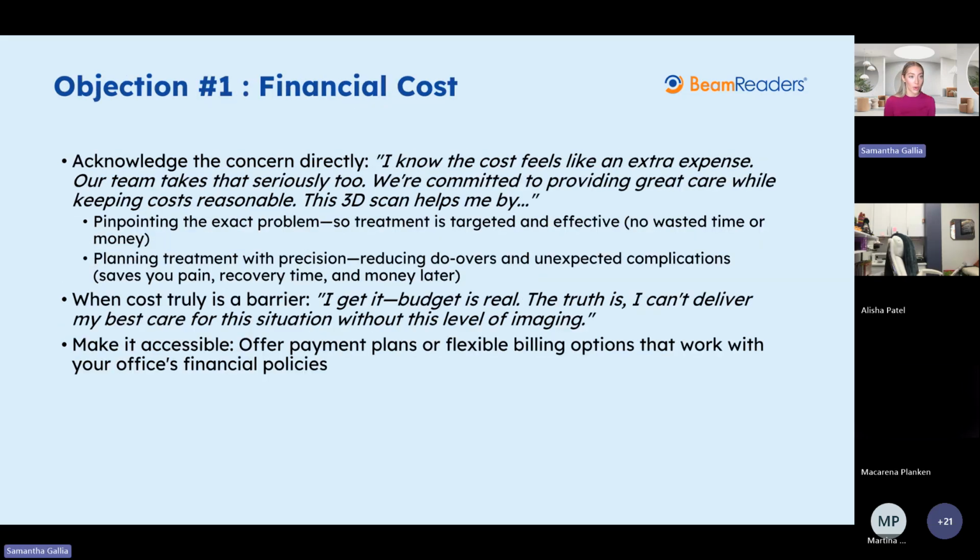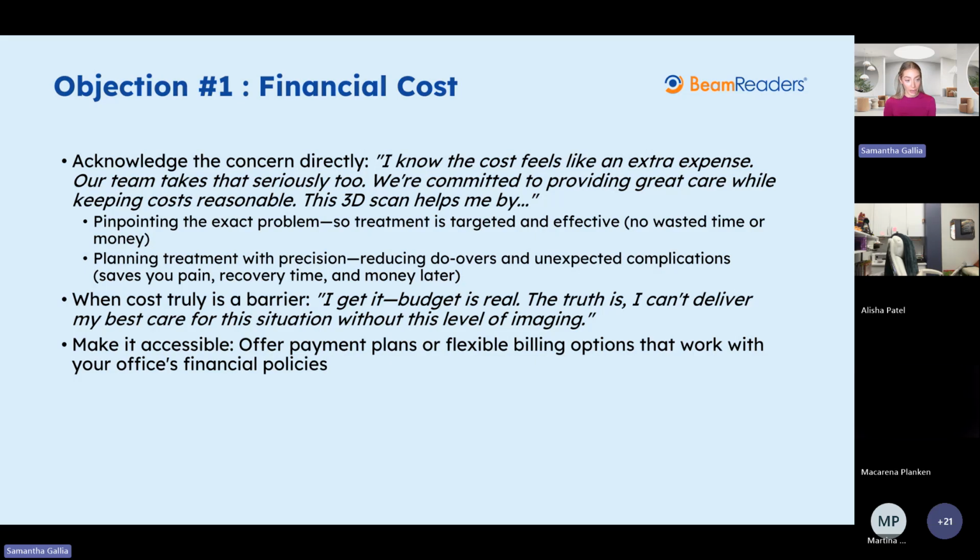So objection number one that we find often is cost. Acknowledge this one directly: "I know the cost feels like an extra expense. That's serious for us too. We're committed to providing great care, and so on." So you want to take the question head on, and then you also want to tell them the benefit and why you need this.